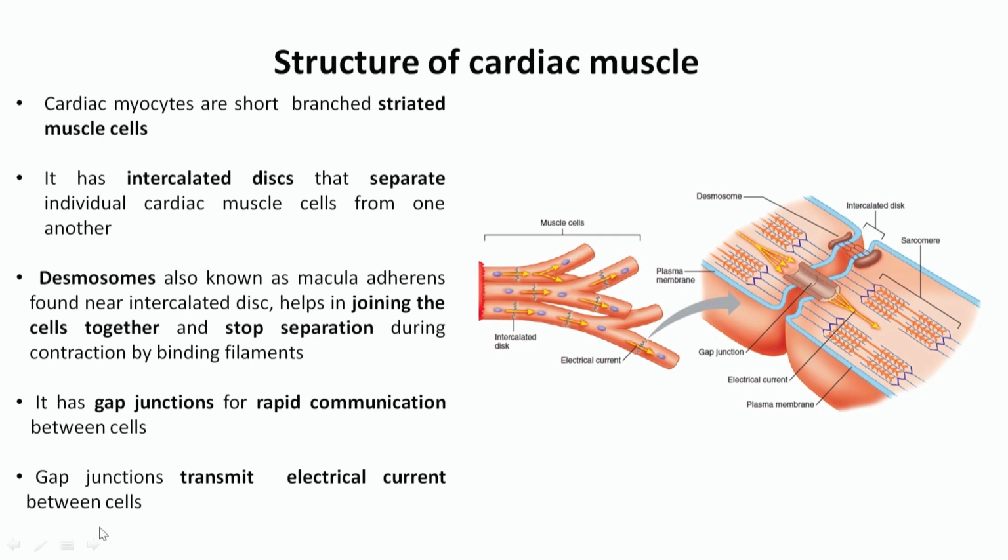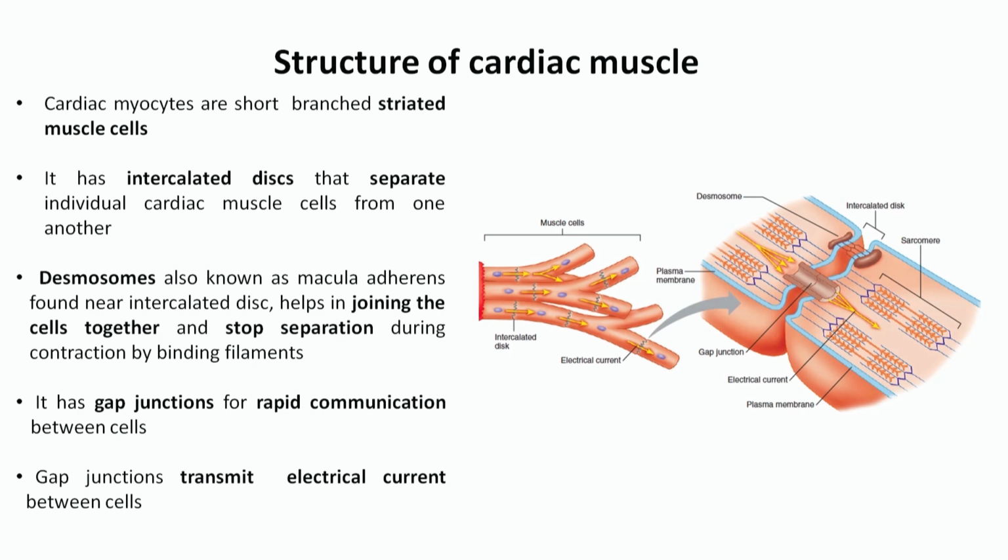We will talk a little about the structure of the cardiac muscle because it has very important structures. Cardiac myocytes are short, branched, striated muscles, and they have a very peculiar structure called the intercalated disc. This intercalated disc separates the individual cardiac muscle cells from one another.